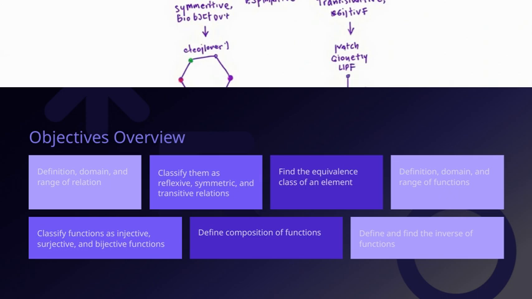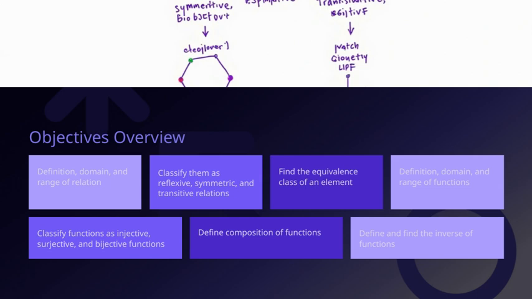Next, we'll discuss how to define and find the inverse of functions. This is important because the inverse essentially reverses the mapping of the original function, and identifying it helps us understand the function's behavior better. We'll also cover the concept of equivalence classes of elements. Think of this as grouping elements that are related in a specific way under a relation, which is a key idea when studying how elements are connected.